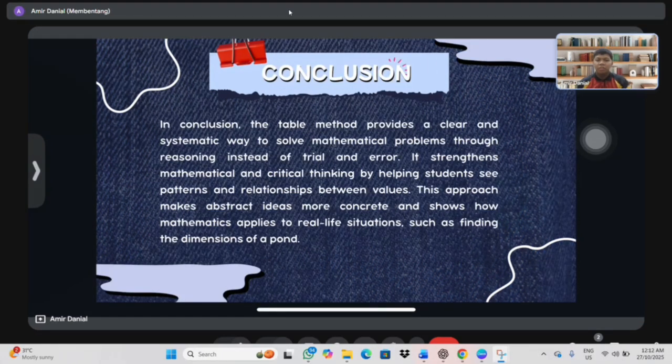So we go through the conclusion. In conclusion, the table method provides a clear and systematic way to solve mathematical problems through reasoning instead of trial and error. It strengthens mathematical and critical thinking by helping students see patterns and relationships between values. This approach makes abstract ideas more concrete and shows how mathematics applies to real life situations, such as finding the dimensions of a pond. So that's all from me.